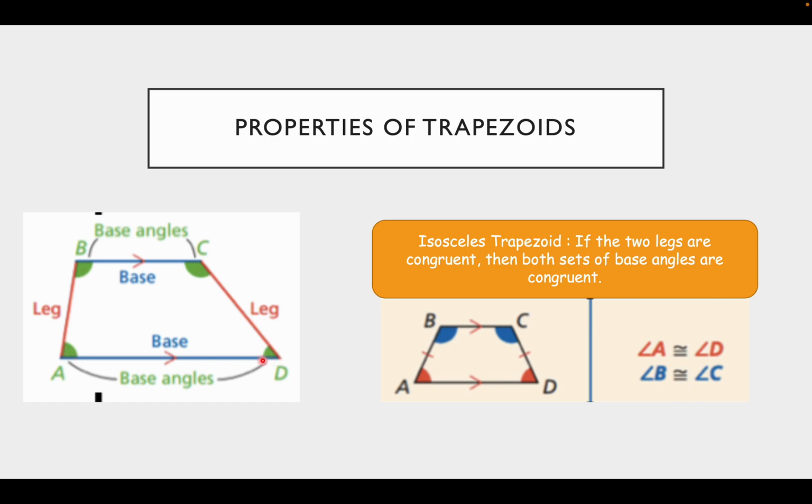So an isosceles trapezoid is if two legs are congruent, then both sets of base angles are congruent. So in an isosceles trapezoid, like an isosceles triangle, two sides are the same. Same thing with a trapezoid. If that is the case, then the base angles, the bottom angles here, are going to be exactly the same.